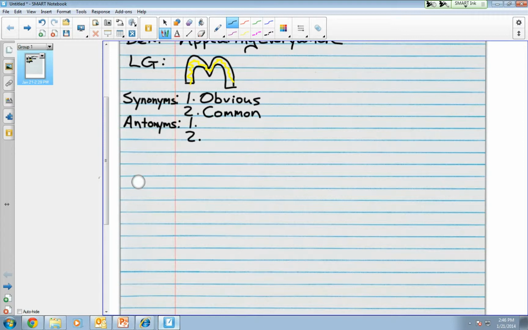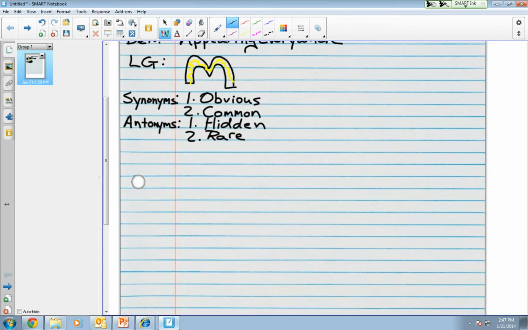So if something's not obvious, maybe it is hidden or secret, right? That's my first one done. And if something's not common, then it's rare. And I can now kind of understand the opposites of the word ubiquitous. This is helping to deepen my understanding of a word here.